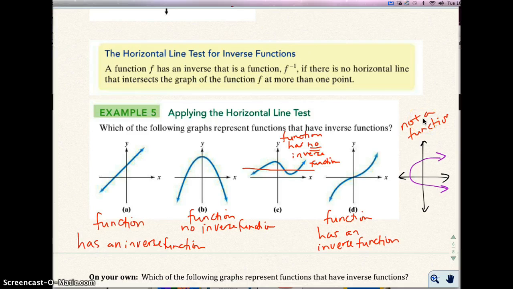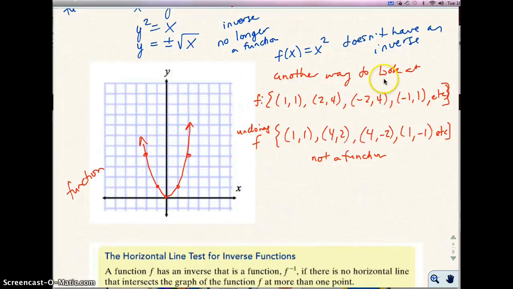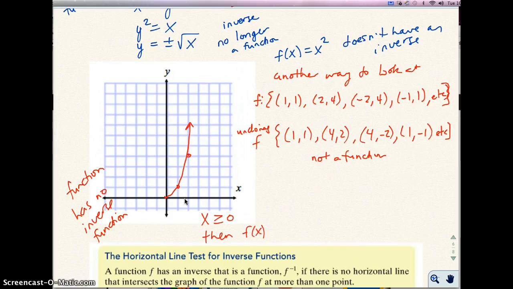Okay? Let's go back to this problem up here. And this, again, is a function, but has no inverse, because it failed the horizontal line test. Now, if we were to erase this side of the graph, do you see how this would now be a function and it has an inverse? So as long as x is greater than or equal to 0, then f of x would have an inverse function.